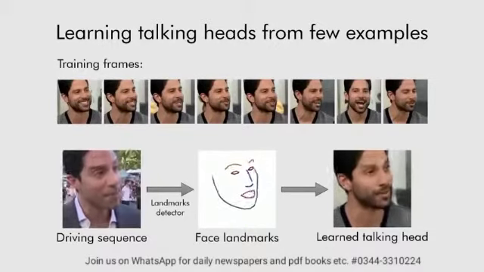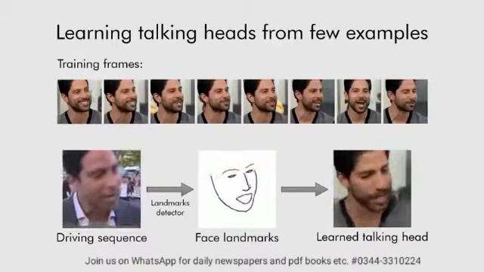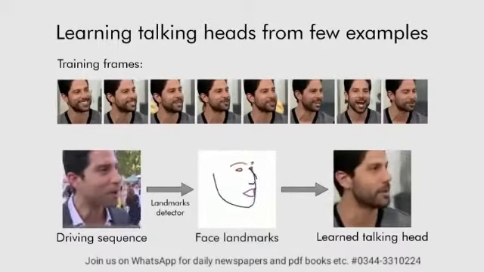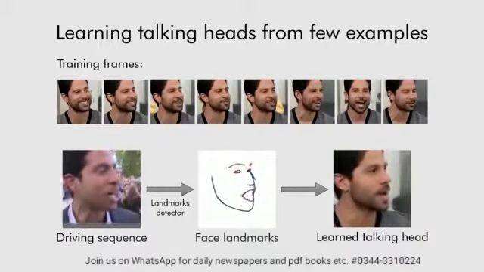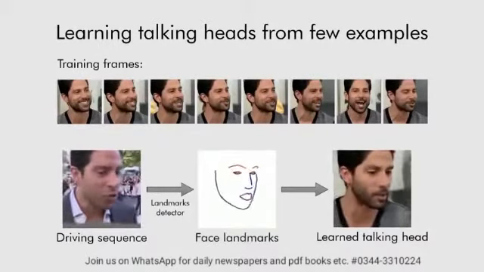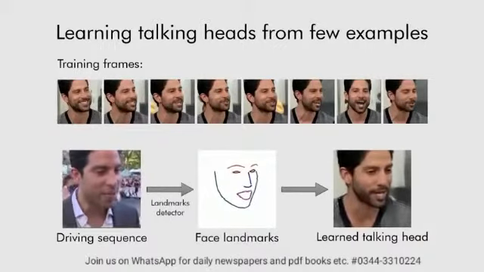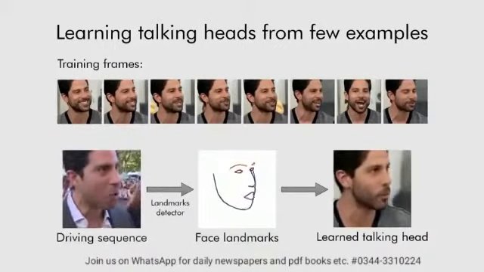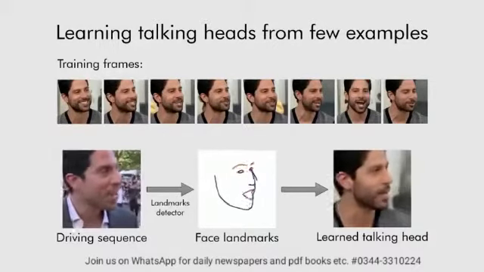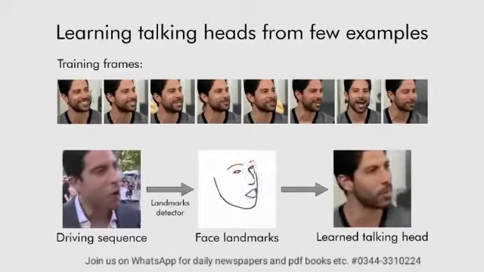Once a talking head model was learned, it can be driven by the positions of the face landmarks. In this case, we extract landmarks by running an off-the-shelf face landmark tracker on a different video of the same person. Effectively, the learned model serves as a realistic avatar of a person.